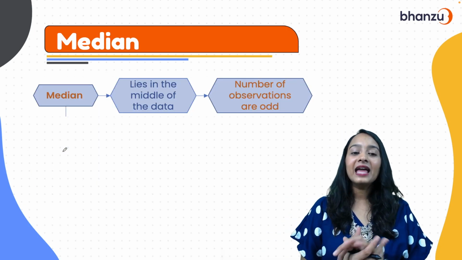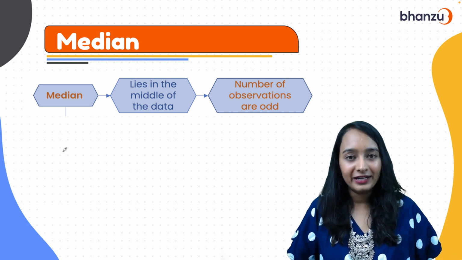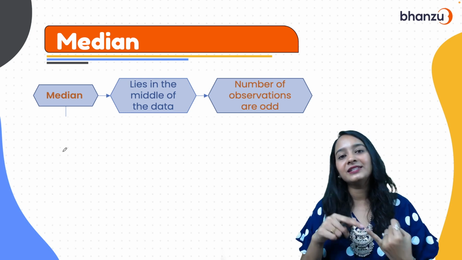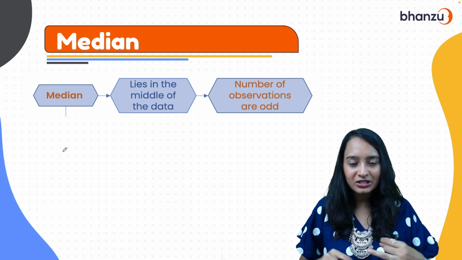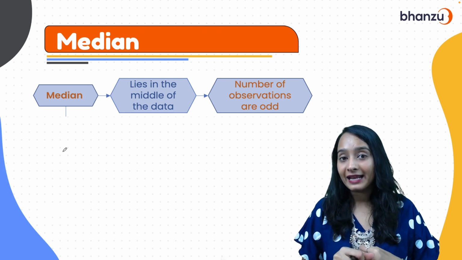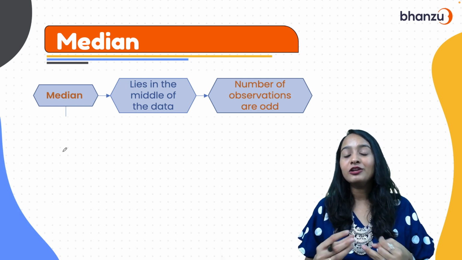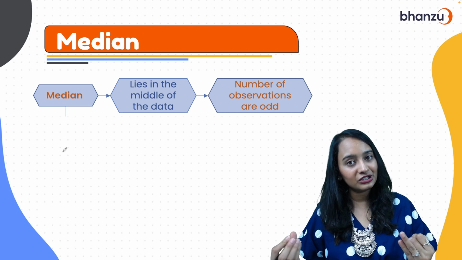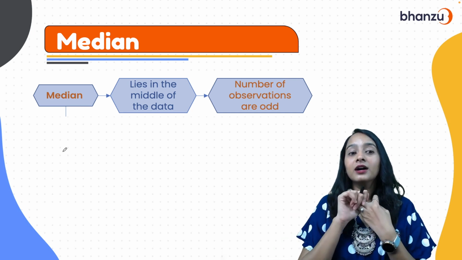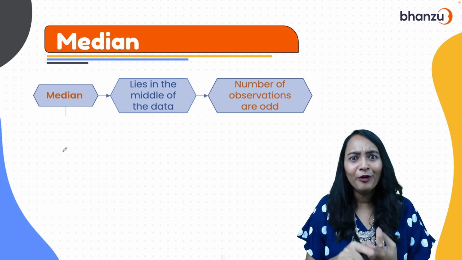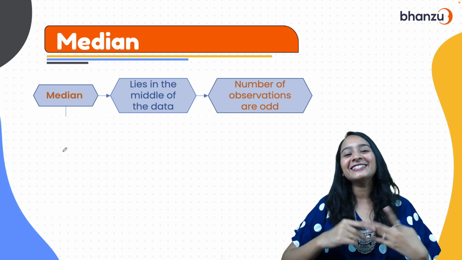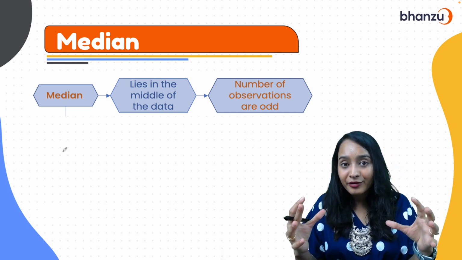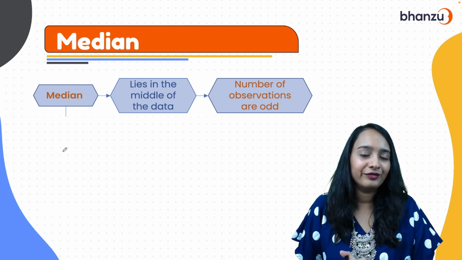Alright? And then comes the median of the data. We have learnt about arithmetic mean: sum of all the observations divided by the total number of observations. Then we have learnt about range. How do you find the value of range? Highest observation minus the lowest observation. And then you have the mode of the data. Mode of the data is nothing but the value which repeats itself the maximum number of times.